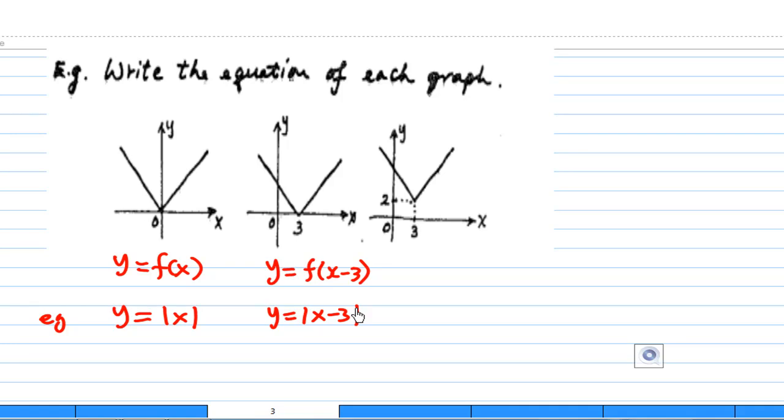Now for the third graph, you have shifted the graph horizontally 3 units. Then you shift up 2 units, right? So this is the equation of the graph. First you shift horizontally 3 units to the right. Then you add 2 units by shifting upward. So this becomes y equal to absolute value of x minus 3 plus 2.